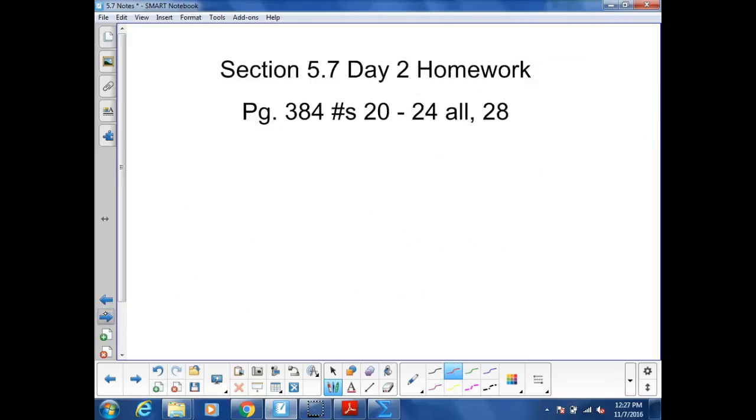So I tweaked the homework a little bit, and then I tweaked it again after the first class started doing it, because some of them didn't work out. So this is what we finally decided on today. Okay? 20 through 24 all, and number 28. Okay? So I think it's 6. Yep, and 6.